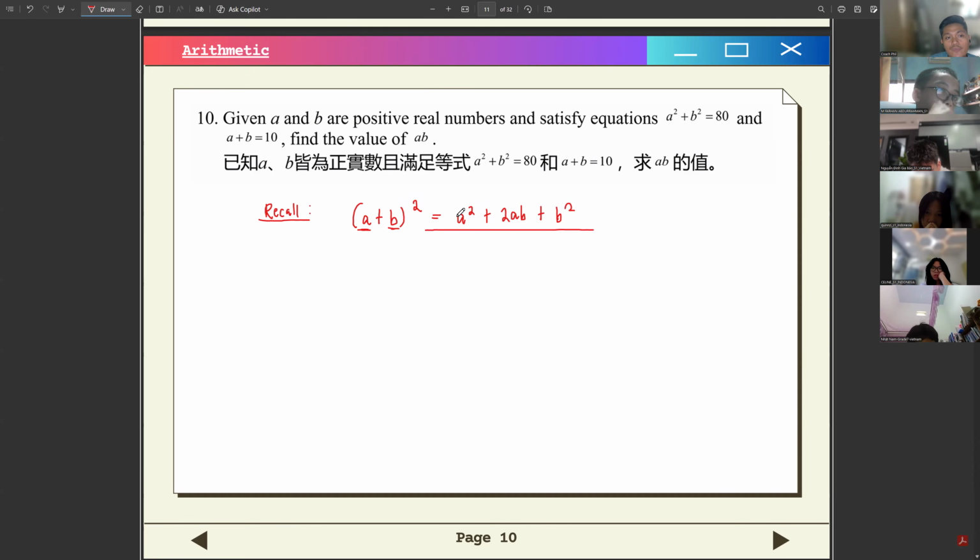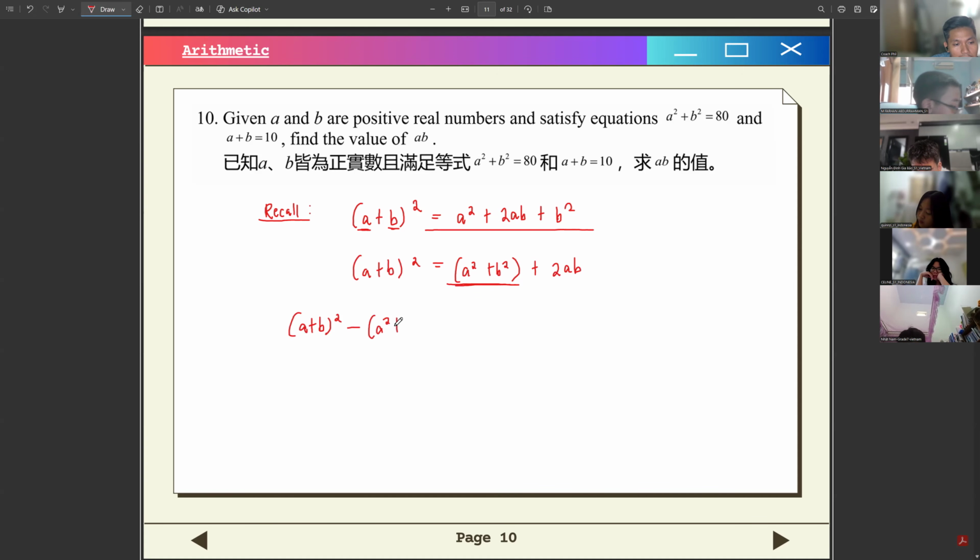So how do we make use of this for our problem? Take note, we can rewrite this as we combine the A squared and the B squared, and then keep this out of the group. What happens? We can transpose this to the other side of the equation. So that becomes minus A squared plus B squared. So what will remain here is the 2AB. And that's exactly what we're looking for, the AB, right? So we can just divide both sides by 2.